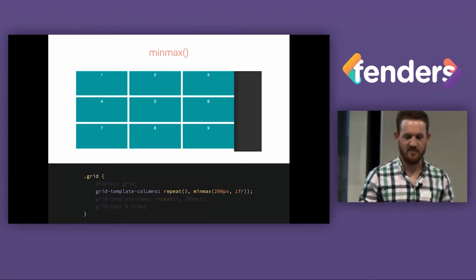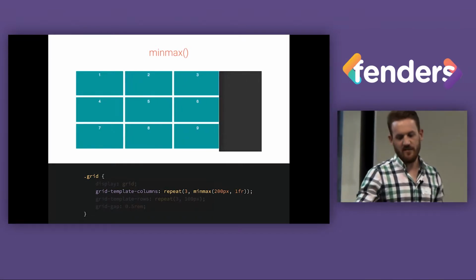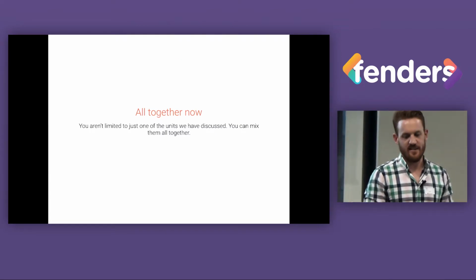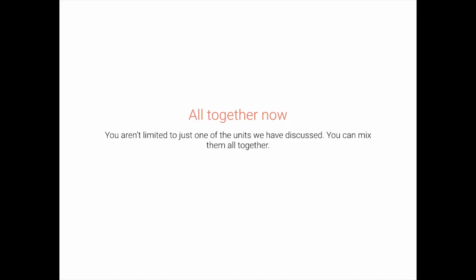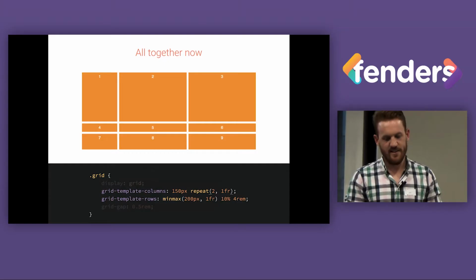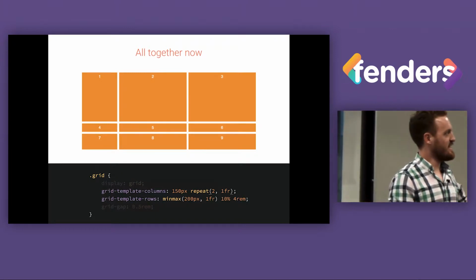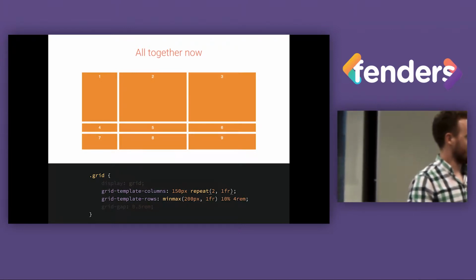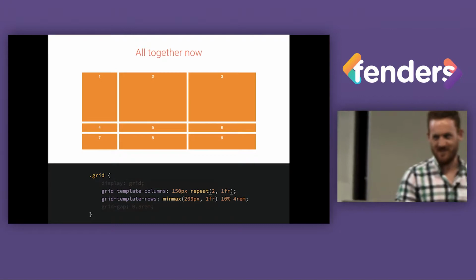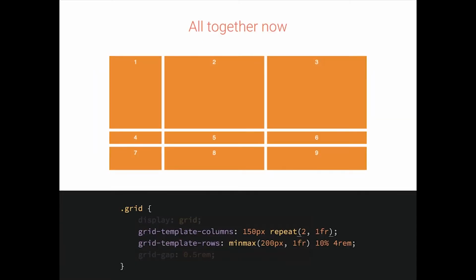So in each of these examples, I've used just one of those sizes, but you're not limited to just using repeat, or just using the fractions. You can mix and match as you please. So in this example here, we've used pixels, repeats, fractions, min-max, percentages, and rems. I'm not sure you would do this. I'm just saying that you can do this.